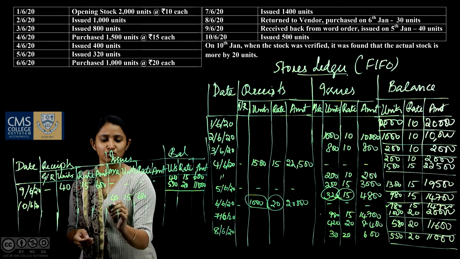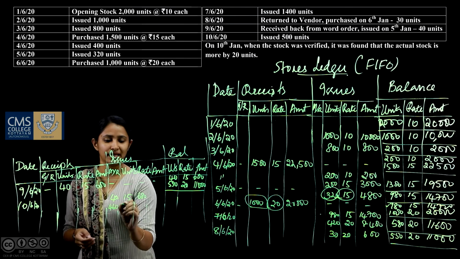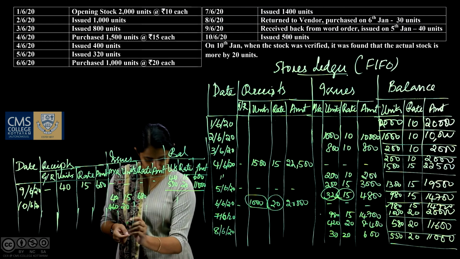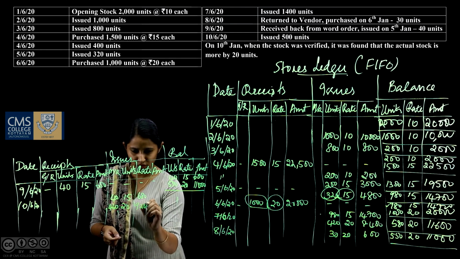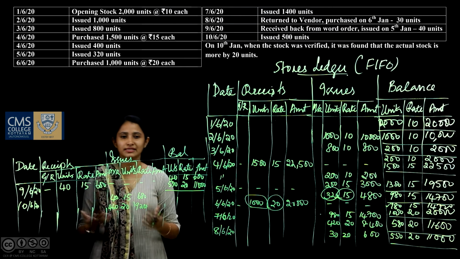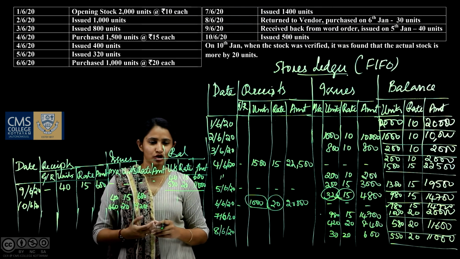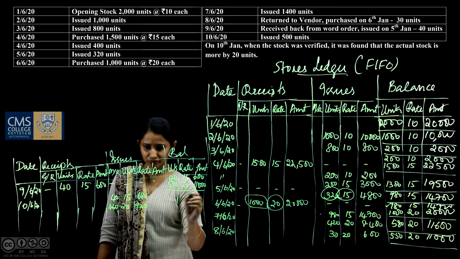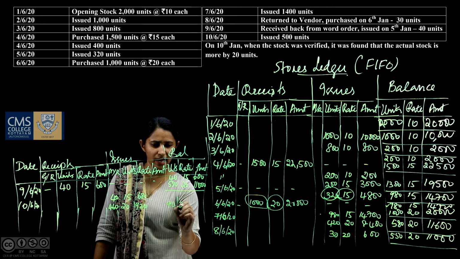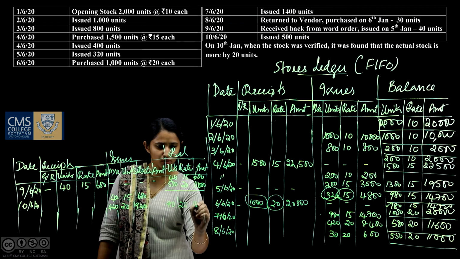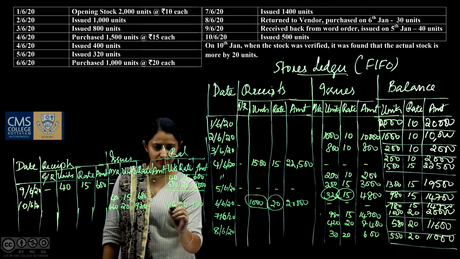So, the remaining 460 units we will take from the second lot. So, we will return 9,200 rupees worth of materials being issued to production. That leaves us with 90 units at rupees 20, worth 1,800.